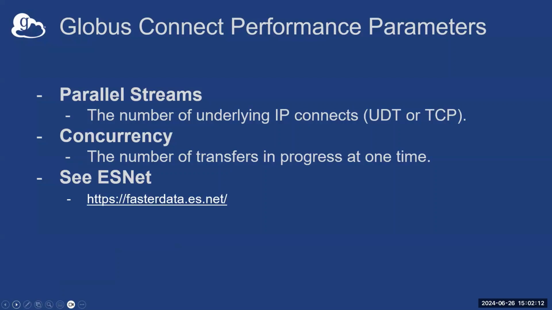The two knobs that we offer you are parallel streams and concurrency. So parallel streams, I've talked about them a little bit so far, but basically it's the underlying logical TCP connections that we will stripe the data across that we send, and it causes some performance enhancements that I'll talk about in a second. And then concurrency, the number of transfers in progress at one time. I'll get into that as well.